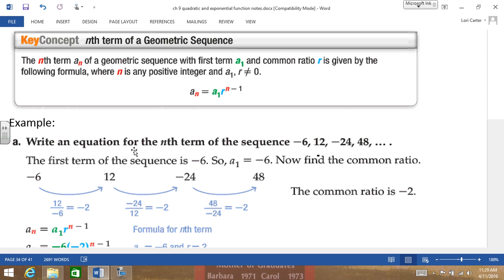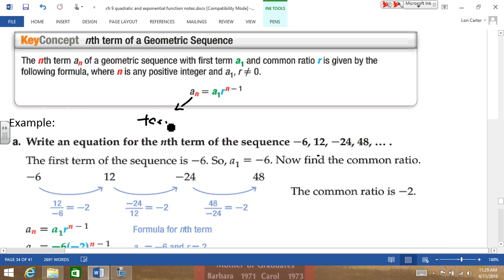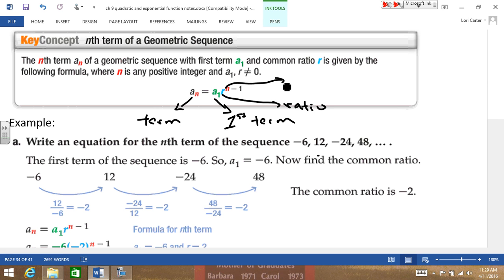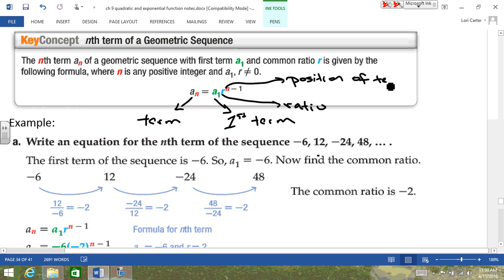Okay, we just talked about this. Tell me what everything means. What's A sub n? It's the term you're finding. A sub 1 is the first term. R is your ratio. And n is a positive integer, the position you're trying to find. Everybody good?